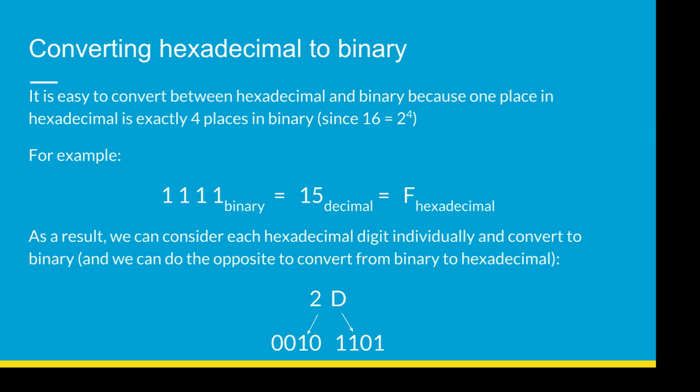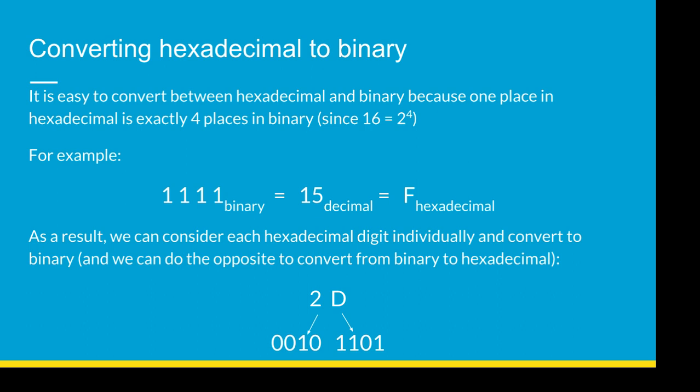So 0010, and then D, what's D again in decimal? 10, 11, 12, 13. 13. And 13 in binary is 8 plus 4 plus 1. Yeah? 8 plus 4 plus 1. 1101. So you have to work it out at the start, but you'll deal with these groups of 4 binary digits so much that you'll remember them.